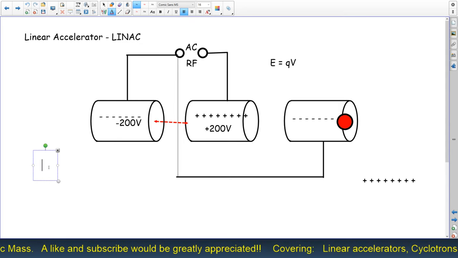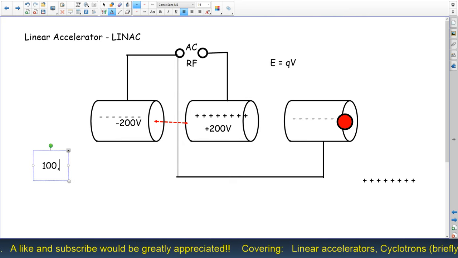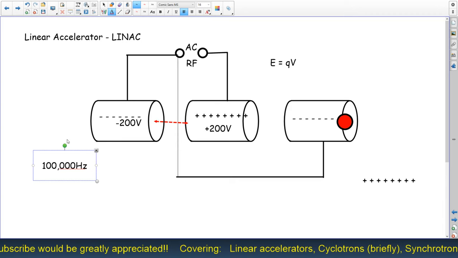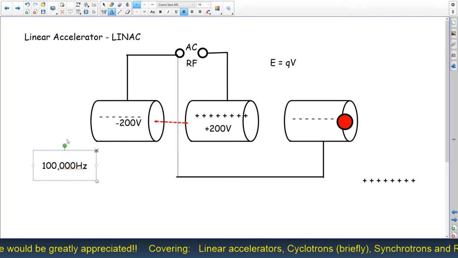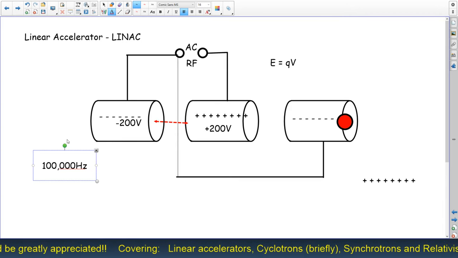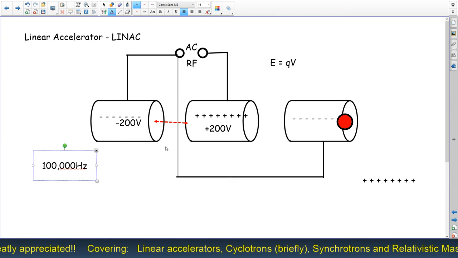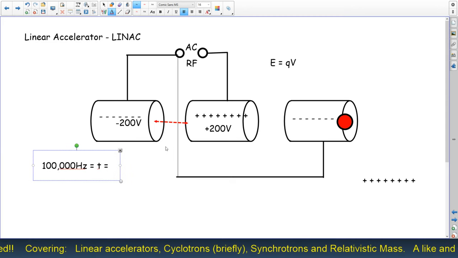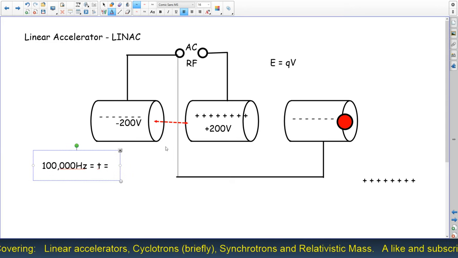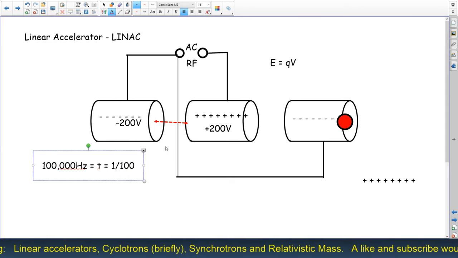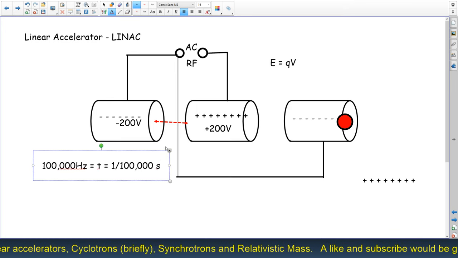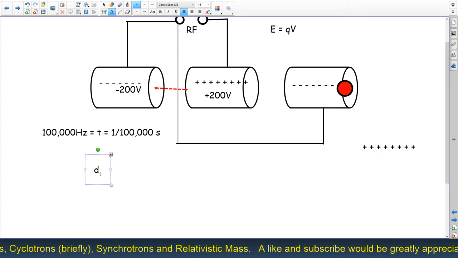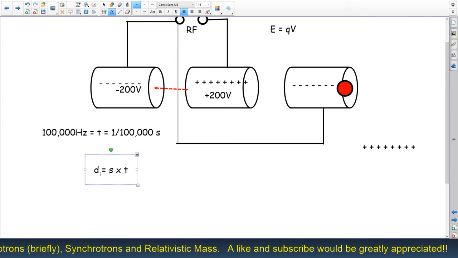So let's give ourselves a reasonable frequency of say 100,000 hertz. That's pretty major. We're changing 100,000 times every second, which gives me the time in the drift tube, T, equal to 1 over 100,000 seconds. All right, so we can use our equation, distance equals speed multiplied by time.